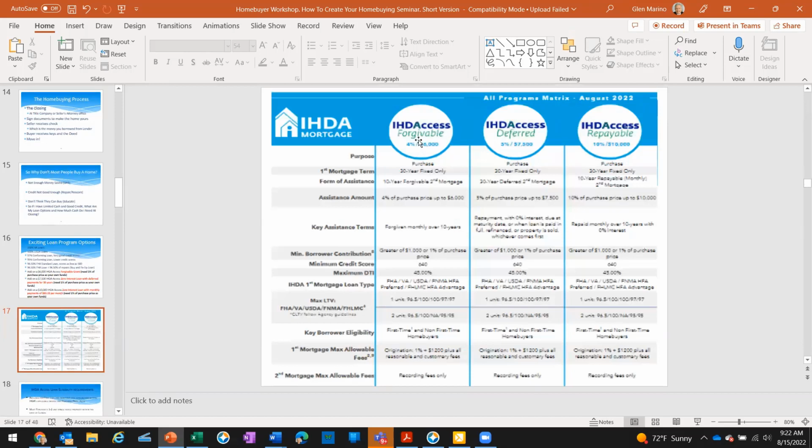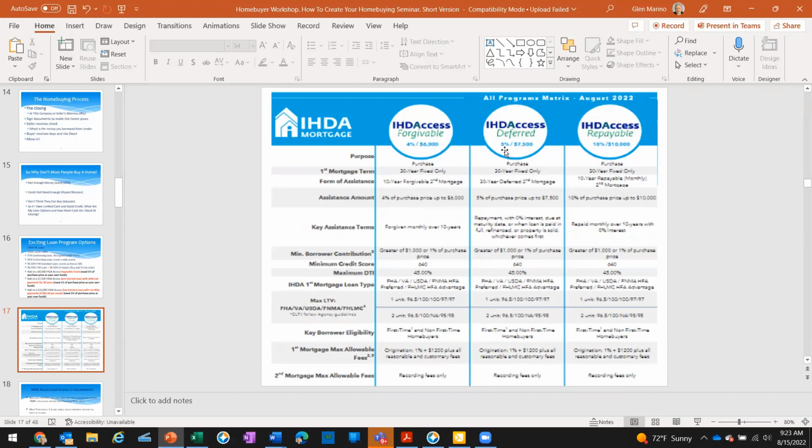Again, it's called the IDA program. It's the Illinois Housing Development Authority, in which they get $6,000 max on a forgivable grant. It's 4% of the purchase price up to a max of $6,000. So if they buy something for $150,000 or more, 4% is $6,000, which is the max, and they get a forgivable grant.